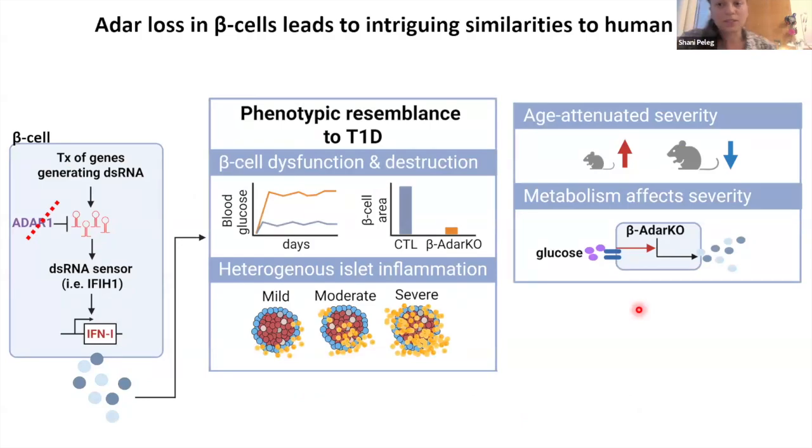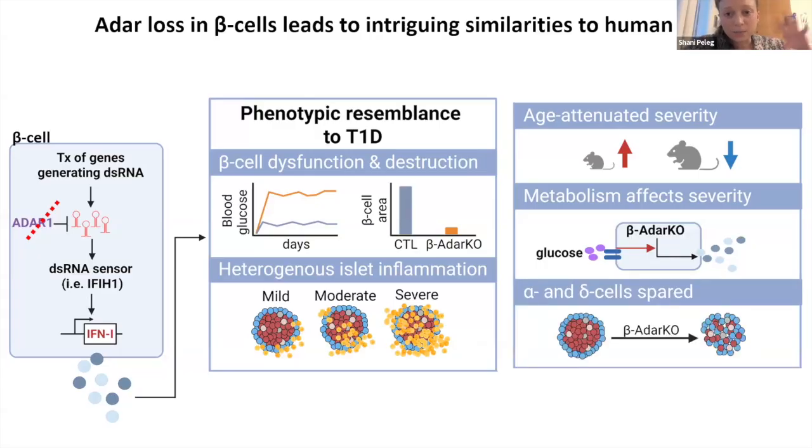And what was interesting was that mice with Adar loss in beta cells had many similar features to type 1 diabetes. So we have beta cell dysfunction and destruction, heterogeneous islet inflammation. We also saw age-attenuated severity, so that younger mice presented with a more severe phenotype. And we found that if we increased beta cell metabolic load, this also led to a more severe phenotype. Lastly, and this is what I'll focus on in the rest of the presentation, we found that in contrast to the detrimental effects on beta cells, other islet-residing cells were spared in this model.